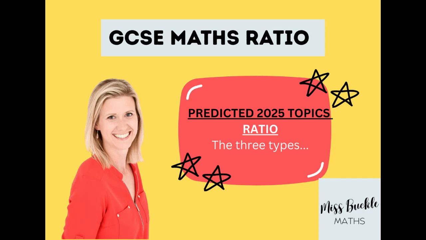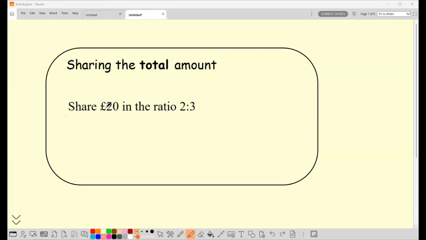Video goes through the 3 types of ratio questions that you can expect in a GCSE Maths paper. Foundation particularly, but it could appear in higher also. So sharing the total amount is the first time when you're given an amount to share. So this one, you're sharing £20 into the ratio of 2 to 3.